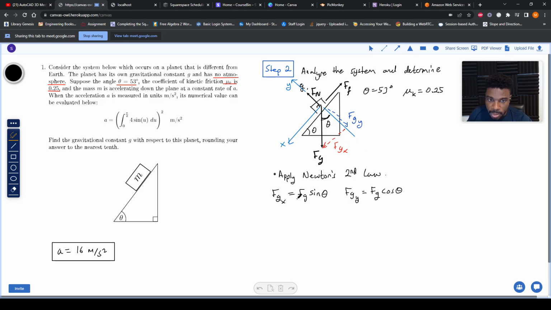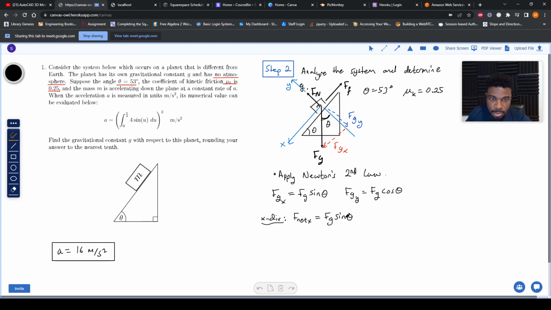Okay, so let's start with the x direction. In the x direction, we can write Newton's second law, which says the net force in the x direction is equal to the sum of all x forces in this diagram. Okay, so our first x direction force would be Fgx. Right, so Fgx is going in the positive direction of x, so this is going to be a positive value. We're going to write Fg, which is also mass times gravity, so we'll put Fg times sine of theta.